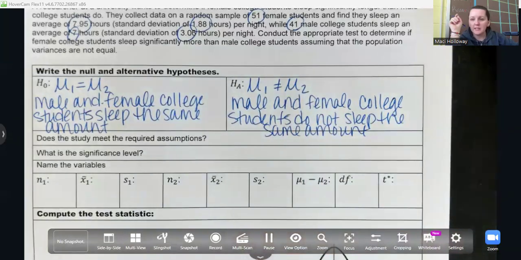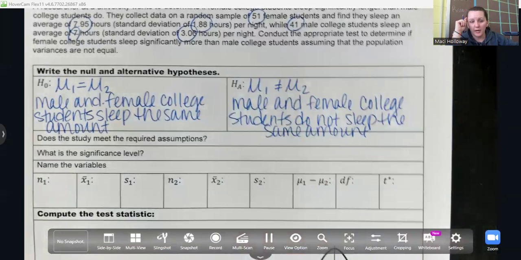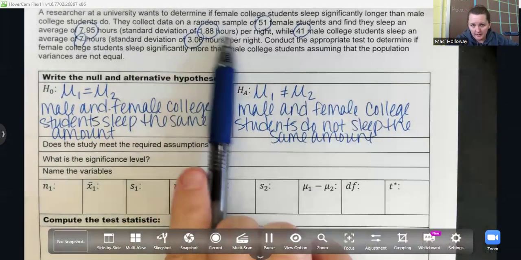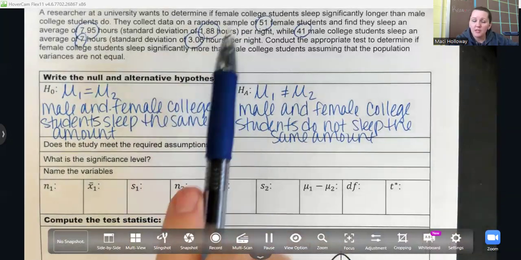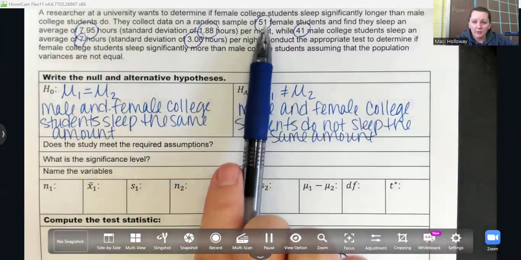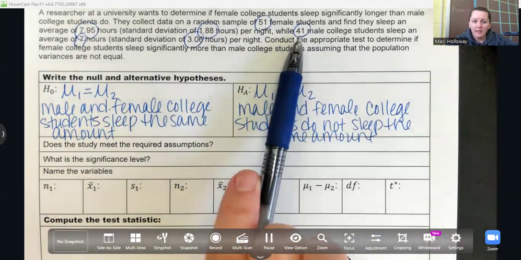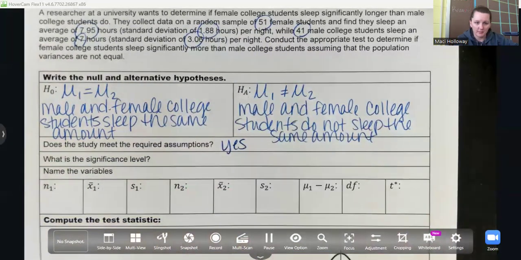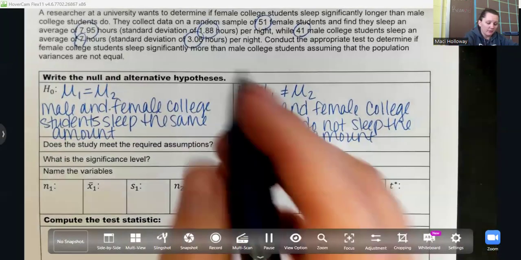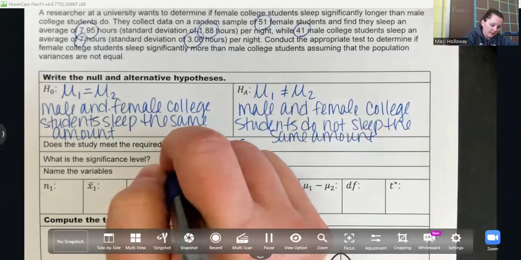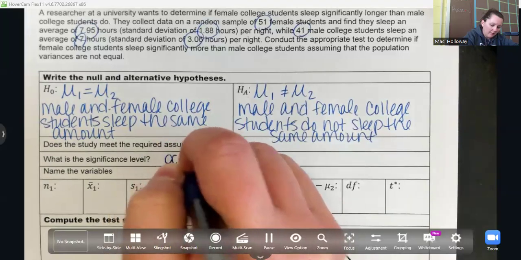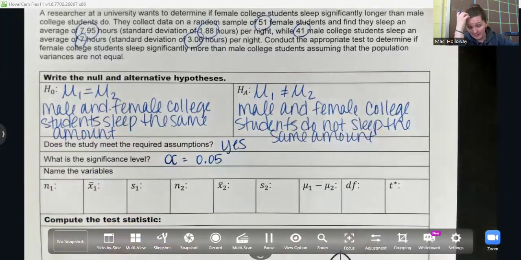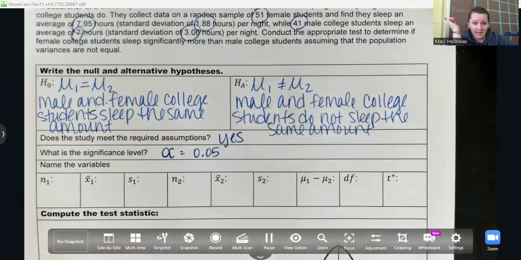All right, so does this study meet the required assumptions? So yes, it does. They collect random samples. The numbers are where they should be. And so yes, we will say that we met assumptions. Significance level. Okay, remember our significance level is alpha, and alpha equals 0.05, just as a reminder, right? So let's name our variables.